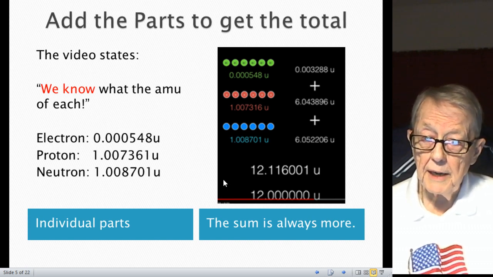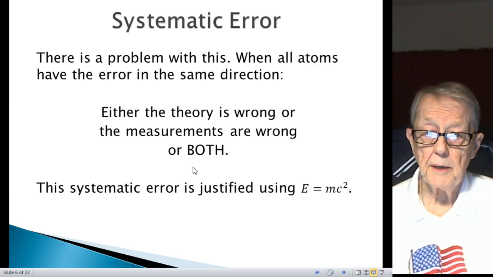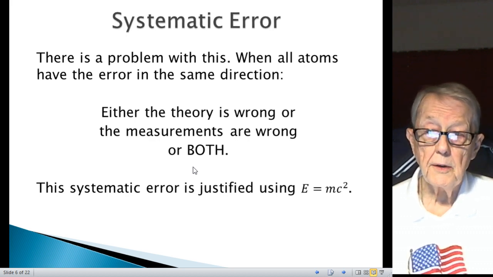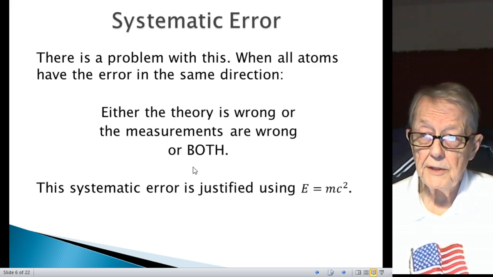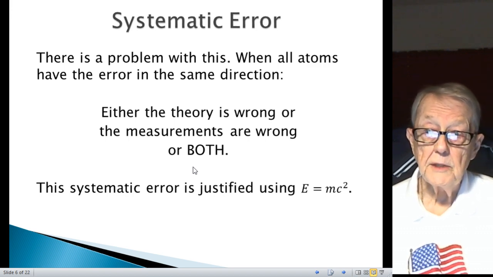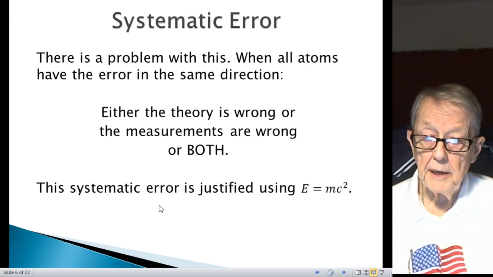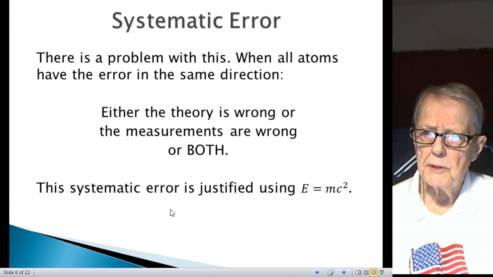When I hear a statement like this, that it's always more, it seems to me there's a problem. There's a systematic error somewhere. When all the atoms have the error in the same direction, either the theory is wrong or the measurement's wrong or both. Something's wrong here. You might normally expect the variations to be up on some, down on some, if they're close and things are right. But no, these are all in the same direction. And this systematic error, then you go ahead and justify the error by using E equals mc squared.